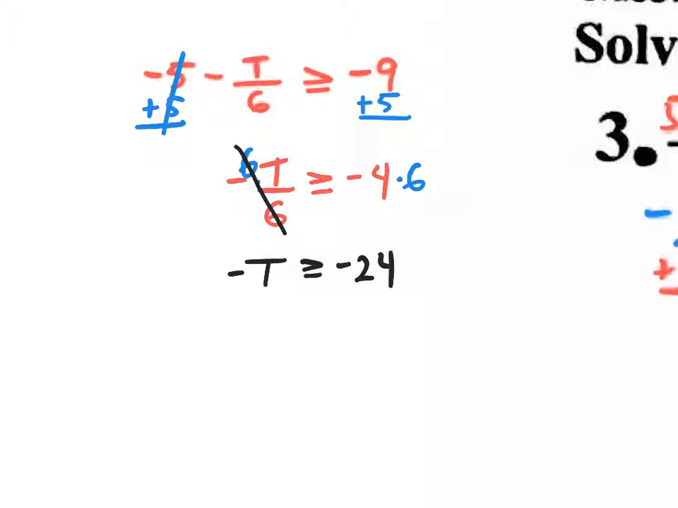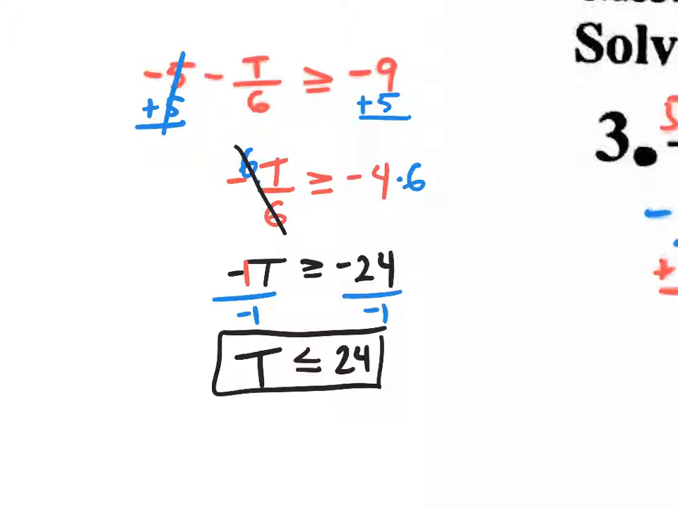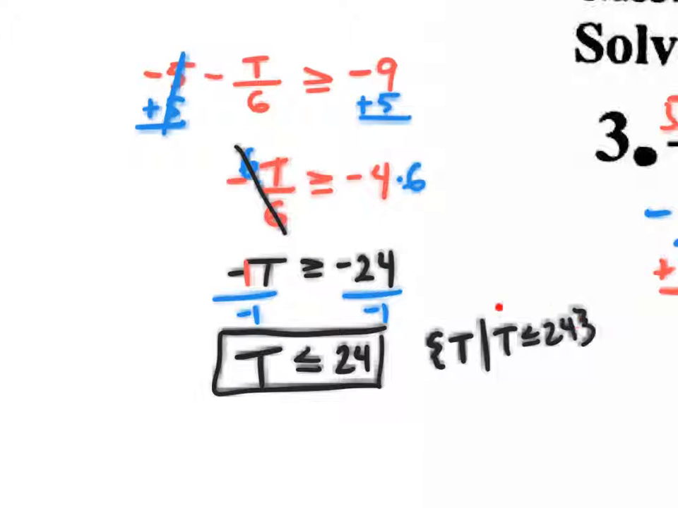Now for my final step, I pretend that there's a -1 in front of the t. So I divide by -1. And now I know that my t is by itself, and the inequality flips. It changes because I actually divided by a negative. So 24 is my final answer right there. As in, t is less than or equal to 24. Set notation. There it is, set notation. It looks ugly, but it's the same thing. T is less than or equal to 24.